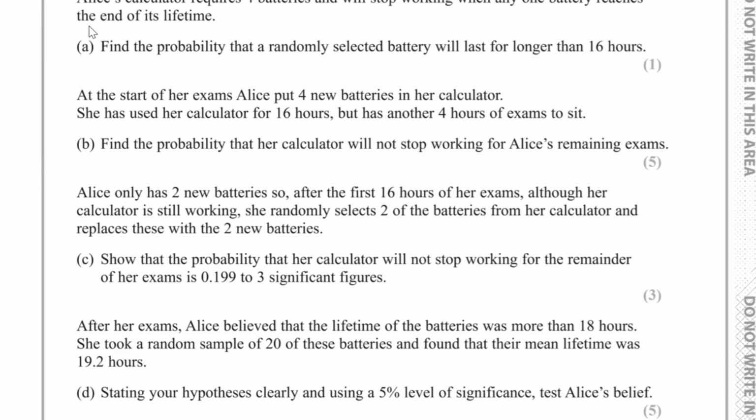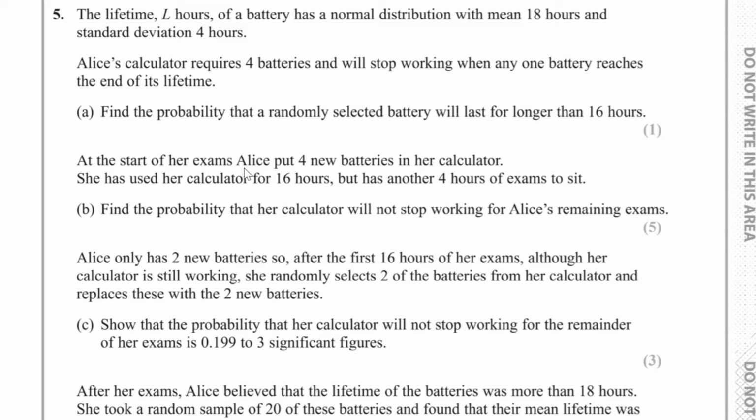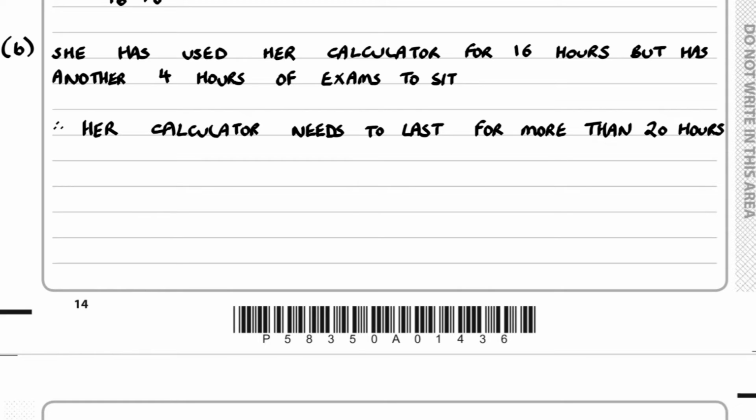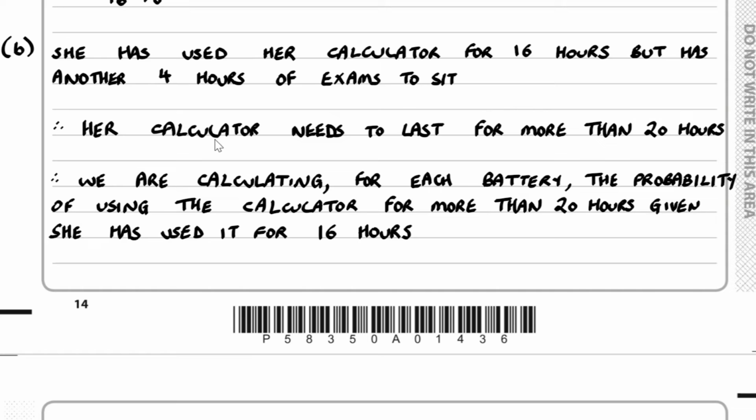And then for part B, at the start of her exams, Alice puts 4 new batteries in her calculator. She has used her calculator for 16 hours, but has another 4 hours of exams to sit. We have to find the probability that the calculator will not stop working for Alice's remaining exams. So in this question, she has used her calculator for 16 hours, but she's got another 4 hours of exams to sit. And so her calculator needs to last for more than 20 hours. And because of that, we are calculating for each battery the probability of using the calculator for more than 20 hours, given she's used it for 16 hours.